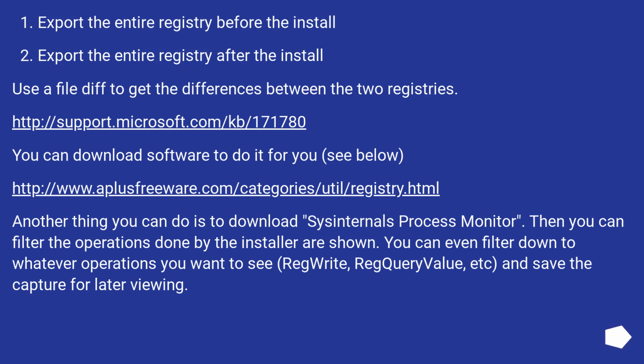This URL. Another thing you can do is to download Sysinternals' Process Monitor. Then you can filter so the operations done by the installer are shown. You can even filter down to whatever operations you want to see, like RegSetValue, RegQueryValue, etc., and save the capture for later viewing.